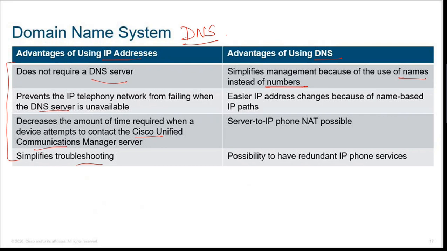Easier IP address changes because of name-based IP paths in use of DNS. Server to IP phone NAT is possible in the use of DNS, and the possibility to have redundant IP phone services. So these are some advantages of both using IP addresses and DNS. So as per the requirement, we can choose any type of structure.